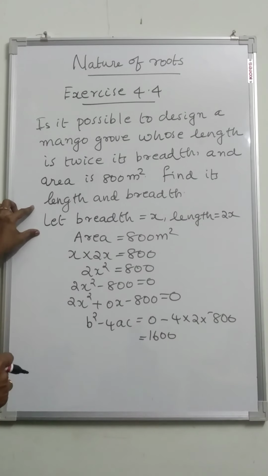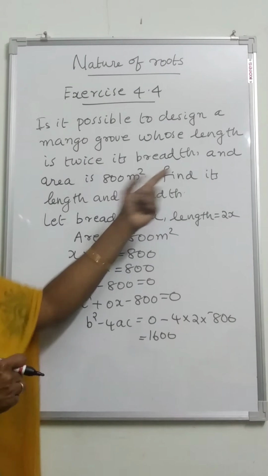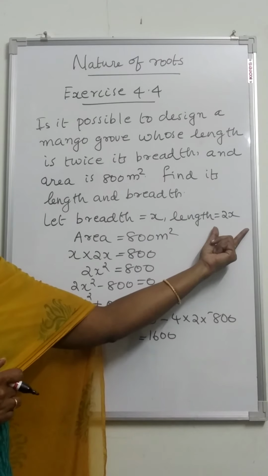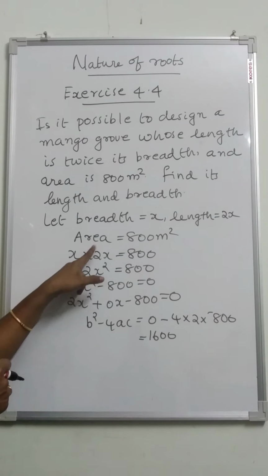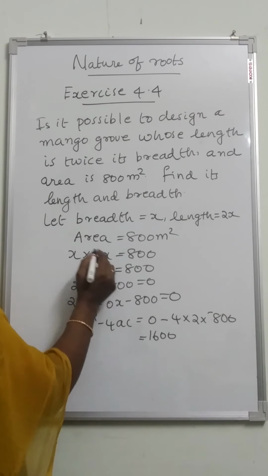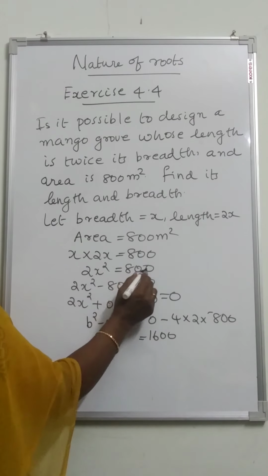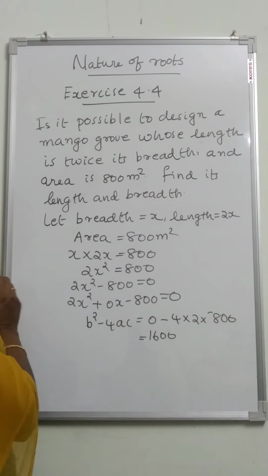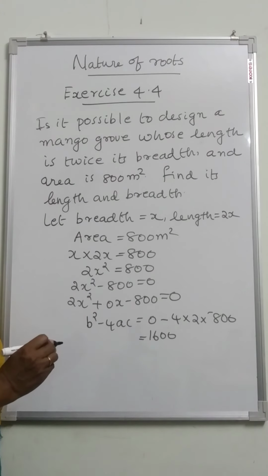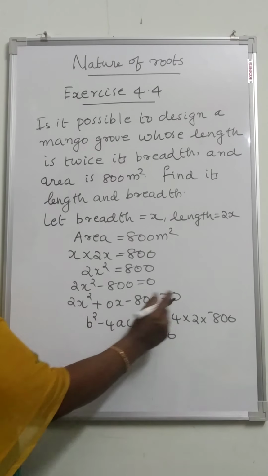For that, given that the length is twice its breadth, that is, breadth is equal to x, then length is equal to 2x. Then the area given is 800 meters square. Area is equal to length into breadth, that is x into 2x is equal to 800. Then 2x square is equal to 800. Then form it in an equation. 2x square minus 800 is equal to 0. That is 2x square plus 0x minus 800 is equal to 0.